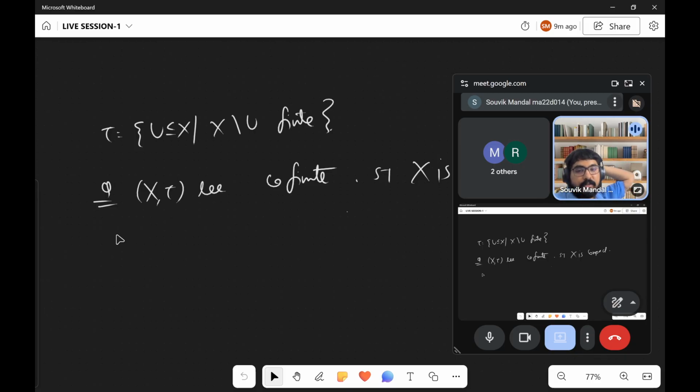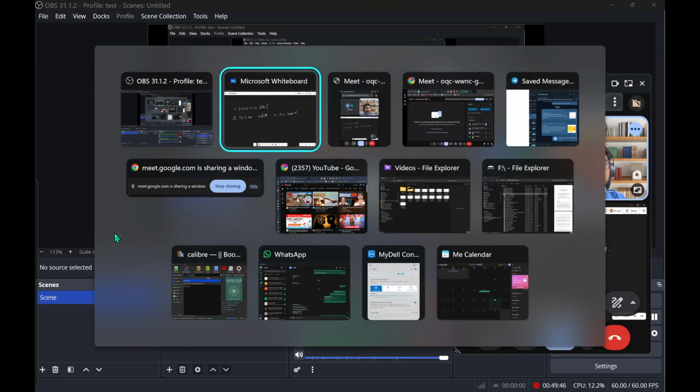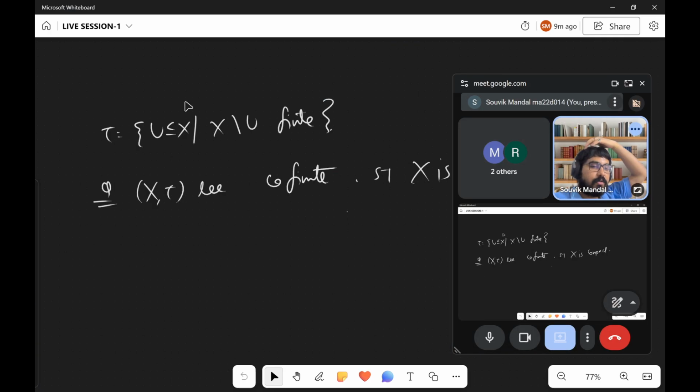That means a cofinite topological space is always compact. That's what you need to show. So this space has a property that any set, if it is open, its complement is finite, and vice versa, right? Now please try to show whether it's compact.